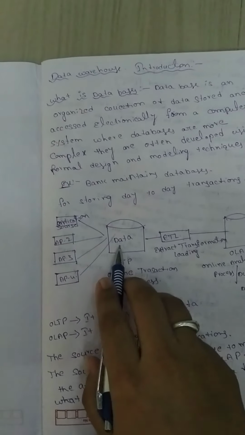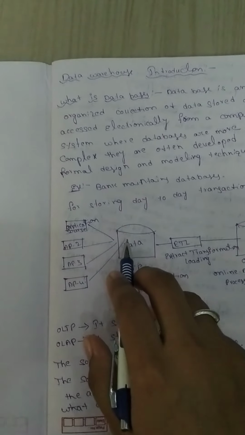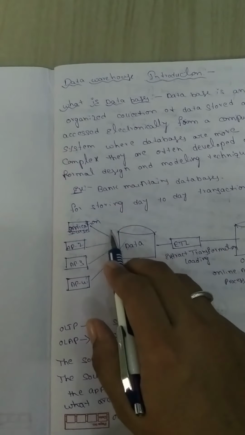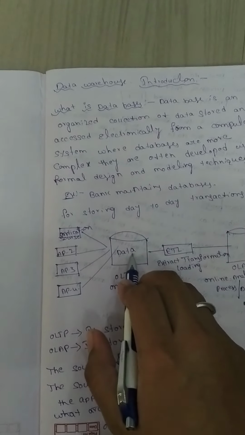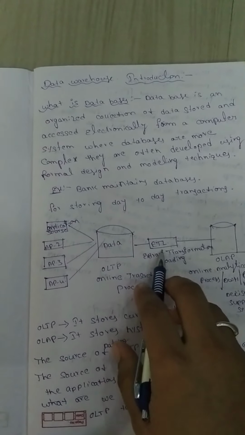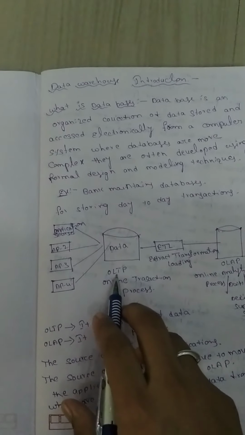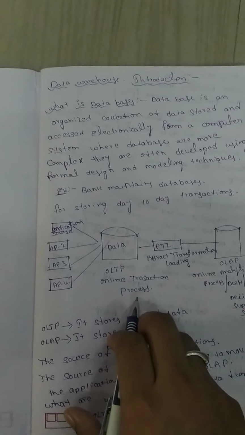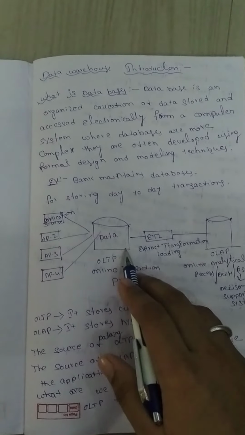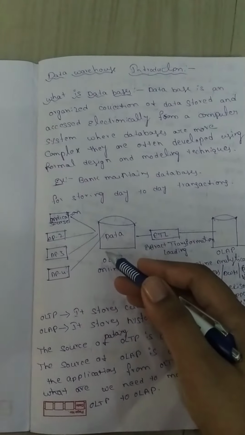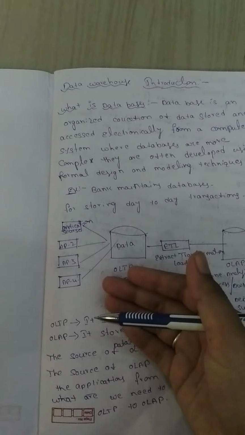See, this is the data. In this data, the whole applications of the customers must be stored. This is OLTP and this is OLAP. OLTP is nothing but online transaction processing. OLAP is nothing but online analytical processing. In OLTP, the current information of the customers must be stored. So for example, take one customer.